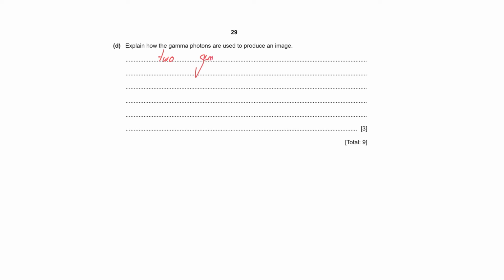2 gamma photons travel in opposite direction. And these gamma photons are detected by the detectors outside. By outside, I mean outside the body. There's a ring of detectors around the body.